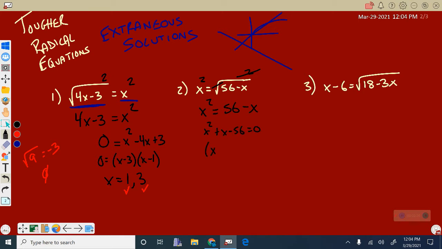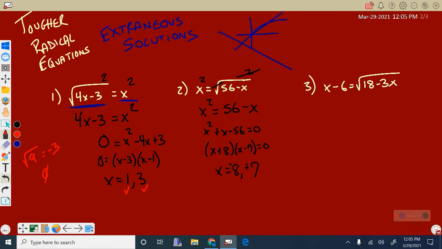Now when we factor, we get x plus 8, x minus 7. So we get a value of x equals negative 8, x equals 7. And again, we have to plug back in to check them. Make sure I set this up right. Now it'll help if I get my signs right here. Negative 8 and positive 7, that looks a little bit better.